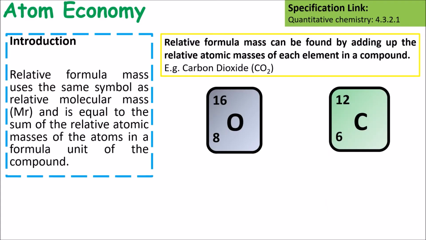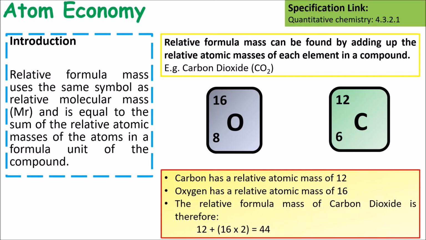So relative formula mass can also be worked out in a similar way. You just need to take the masses of the atoms making up the compound and add them together. So carbon has a mass of 12, oxygen has a relative formula mass of 16. So if you're working it out for carbon dioxide, it will be 12 plus 2 lots of 16, which would give us a relative formula mass of 44.